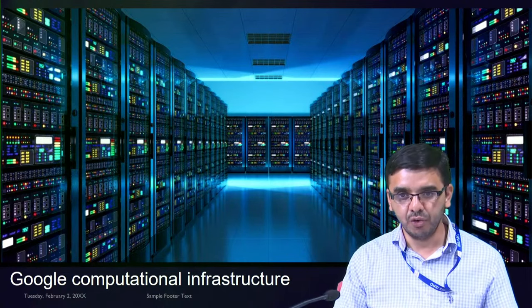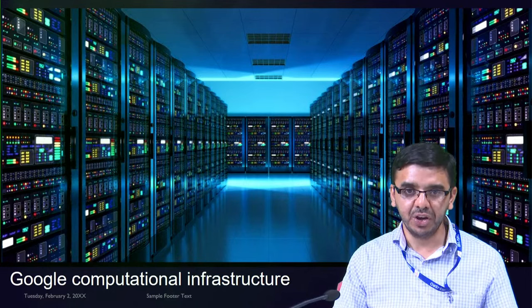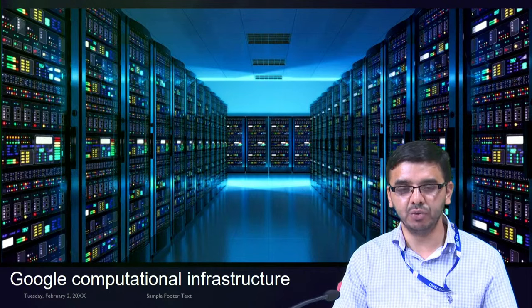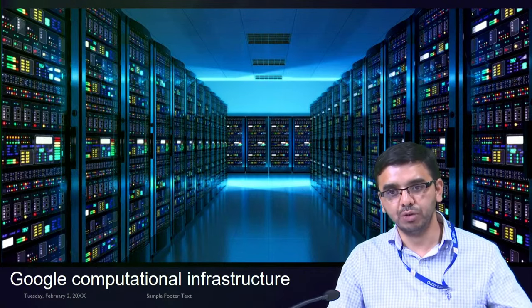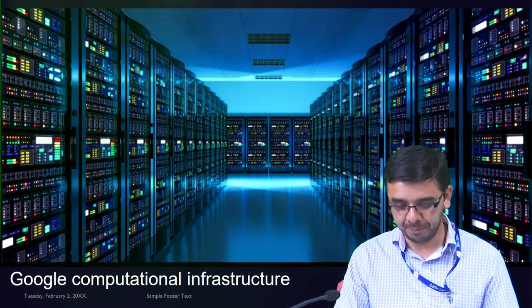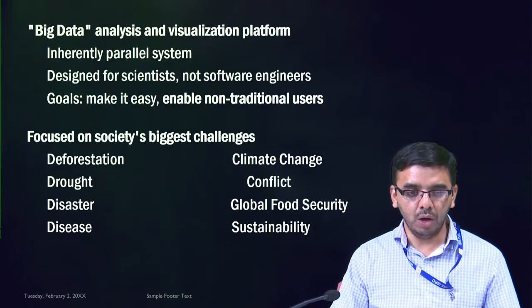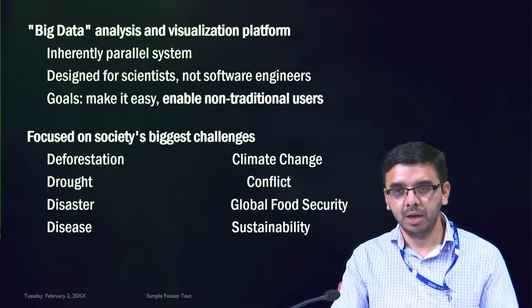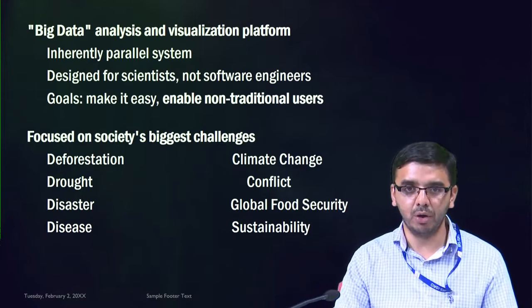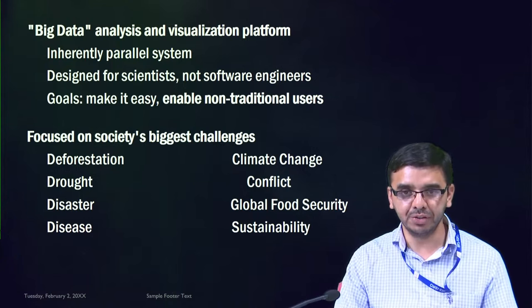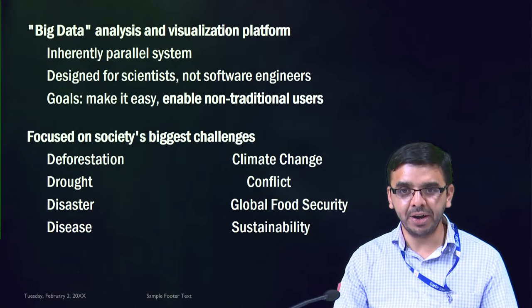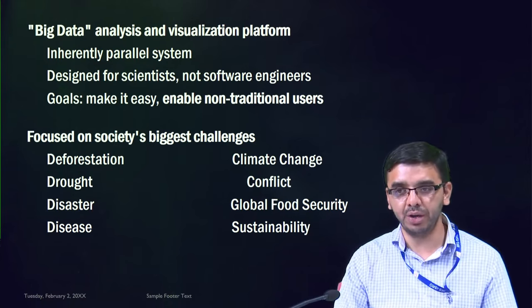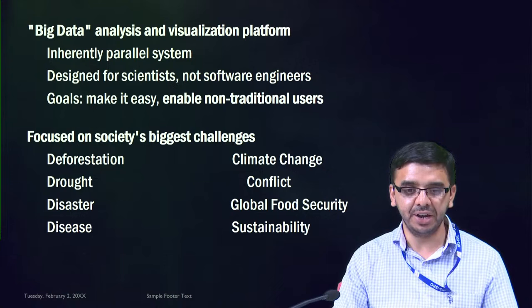So with just a few basic commands, we can query the data, analyze it, do some processing on that data, and get answers to the questions we are interested in from almost more than 40 years of historical data. Google Earth Engine is a big data analysis and visualization platform. It is an inherently parallel system. Whatever requests you are making or whatever processing you are doing, all the requests are divided into subtasks, and those tasks will be running in parallel.